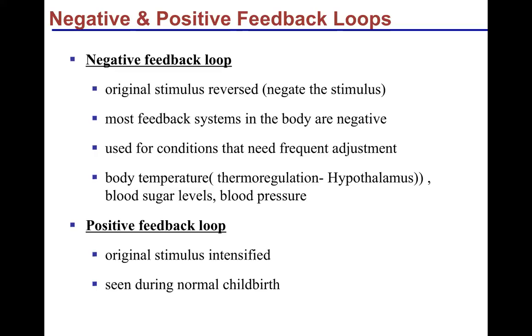The positive feedback loop is rare in our body, and in this case the original stimulus is intensified. Initially there is a stimulus, and that actually is intensified as time goes on, as the process goes on. As a result, it leads to a much intensified output. A normal childbirth is an example of it.